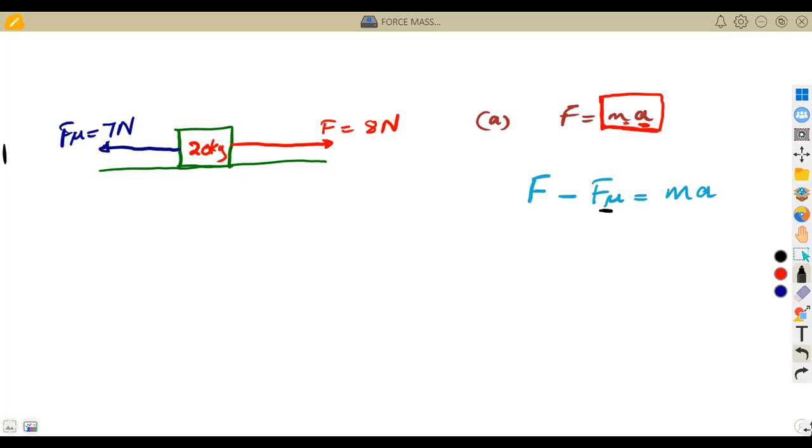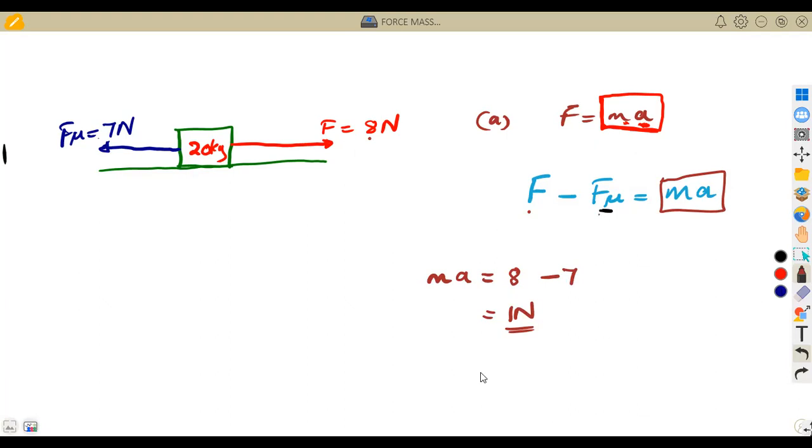So this is the formula that we are going to use to calculate our accelerating force, which is ma. So you can write accelerating force, or you can just write ma is equal to F, which is our applied force of 8 Newton, minus the frictional force, which is 7 Newton. So if we subtract this, we are going to obtain 1 Newton.